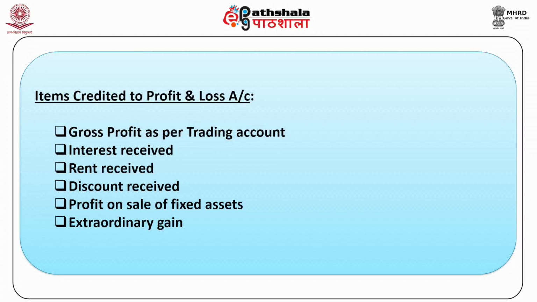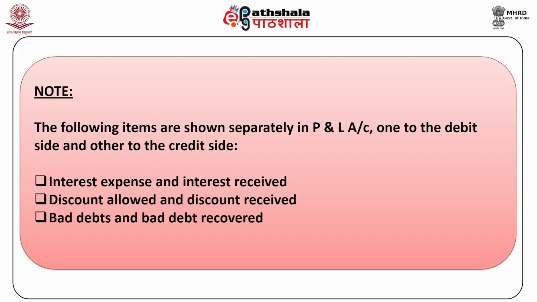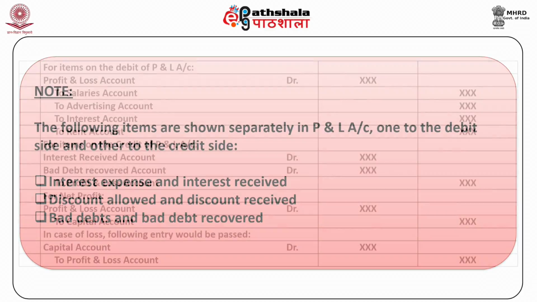Items credited to profit and loss account: 1. Gross profit as per trading account. 2. Interest received. 3. Rent receipt. 4. Discount received. 5. Profit on sale of fixed assets. 6. Extraordinary gain. Note: the following items are shown separately in the P&L account, one on the debit side and the other on the credit side: interest expense and interest received, discount allowed and discount received, bad debts and bad debts recovered.